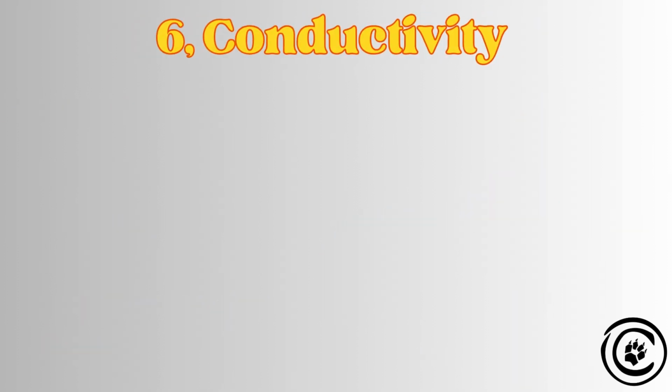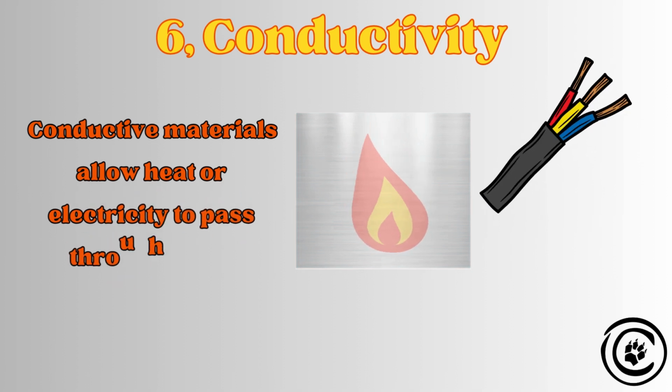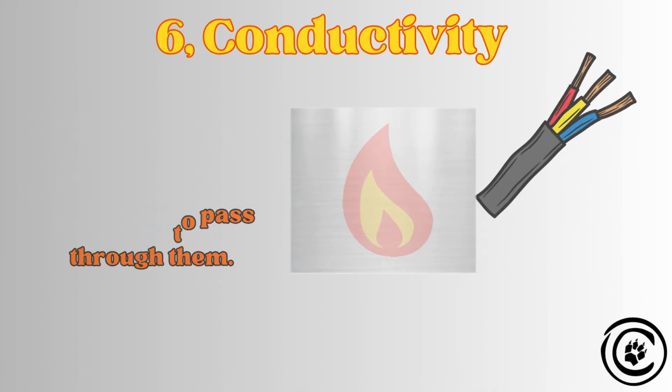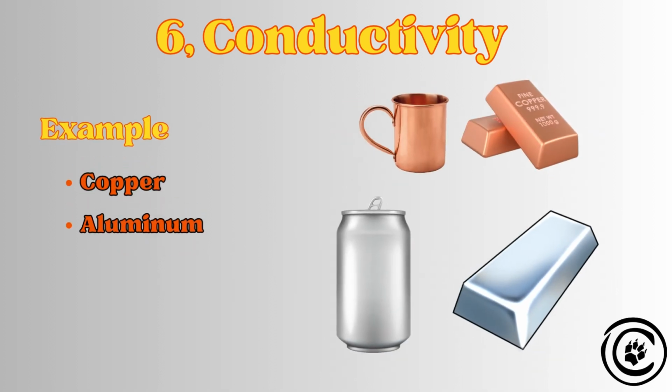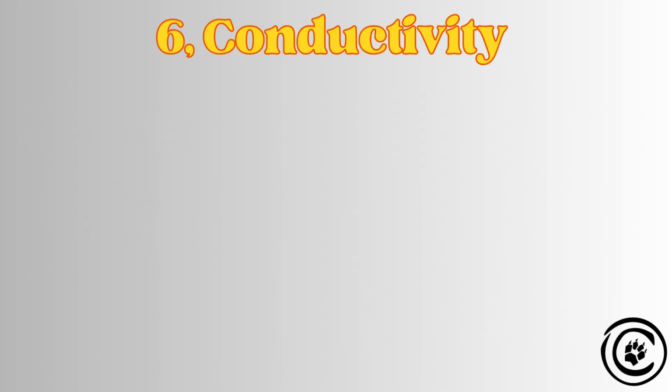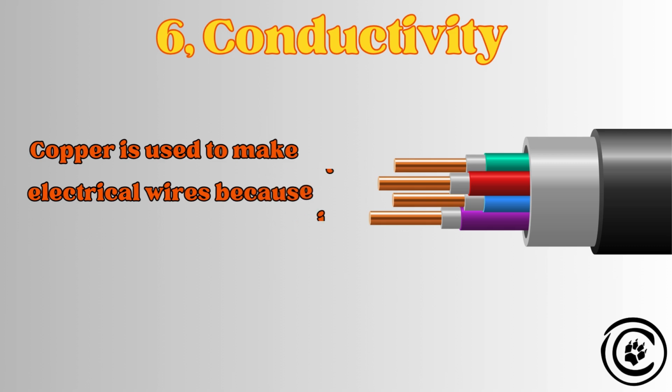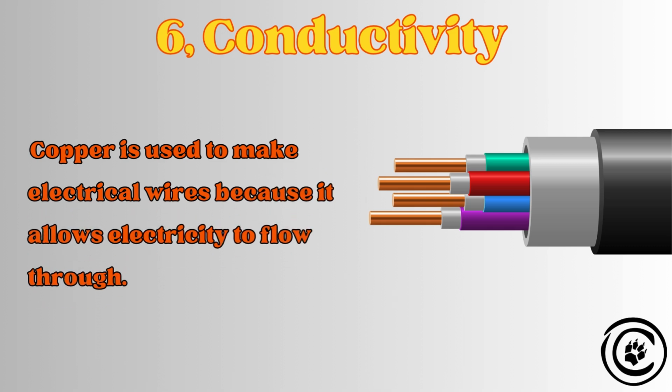6. Conductivity. Conductive materials allow heat or electricity to pass through them. Examples of conductive materials are metals like copper and aluminium. Copper is used to make electrical wires because it allows electricity to flow through.